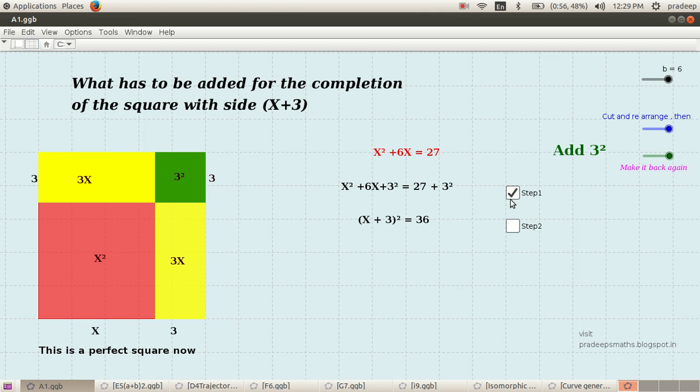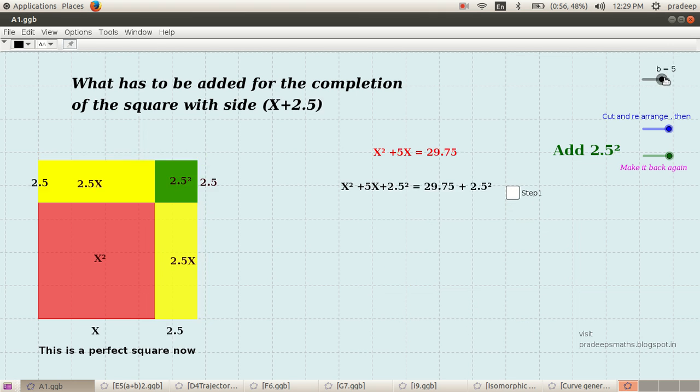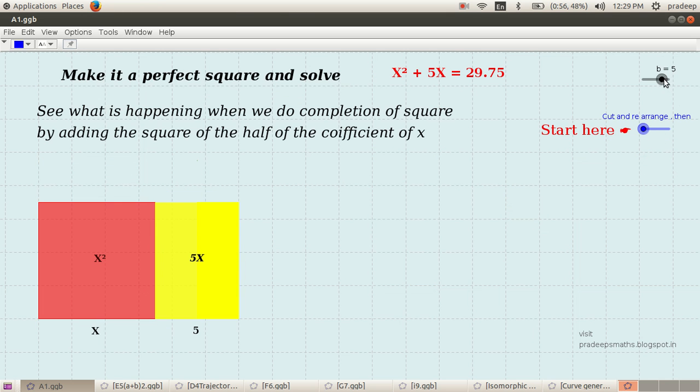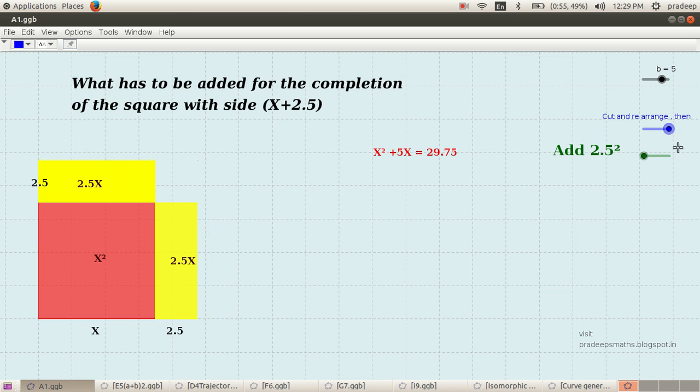Okay, if we move forward once again to repeat with another value of the parameter, 5 or 4, let's try 5. Then in order to make it a perfect square, the square of half of the coefficient of x, that is 2.5 square, has to be added on both sides. This is a geometrical interpretation of adding the square of half of the coefficient of x.